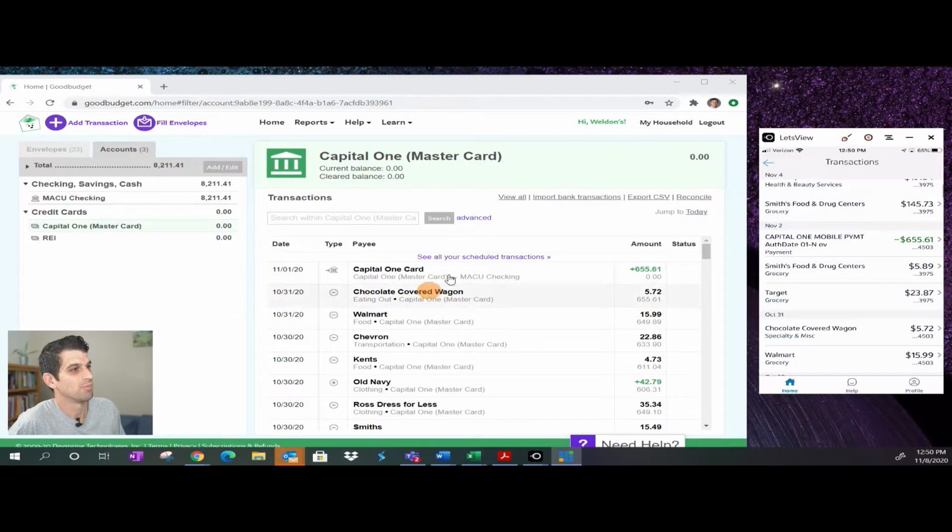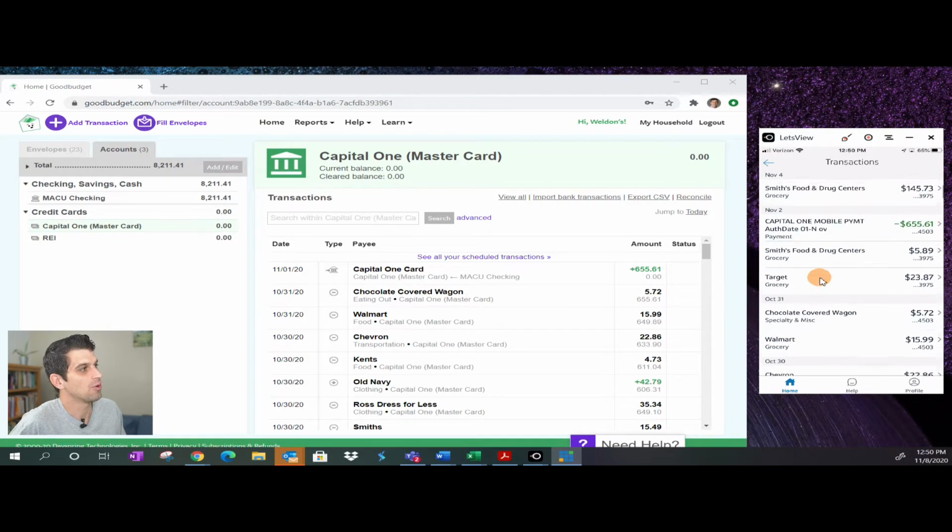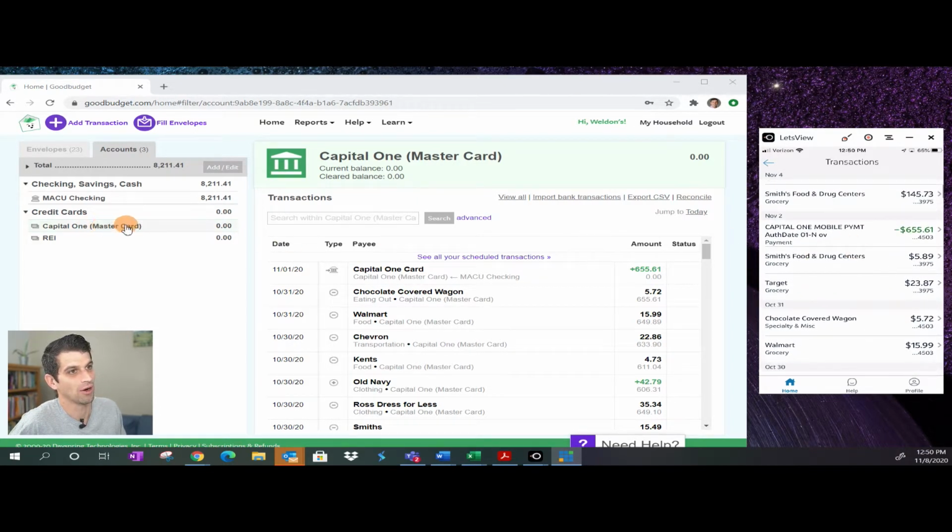The two things I have pulled up here on this side are my Goodbudget on the account tab, and over here you will see my phone. This is the system I do. On my phone, I pull up the current credit card that I'm going to reconcile, and on Goodbudget, I pull up the current account. So you can see my last purchases within this account, 572 is found here, 572, and the payment I made of 655.61 and 655.61.